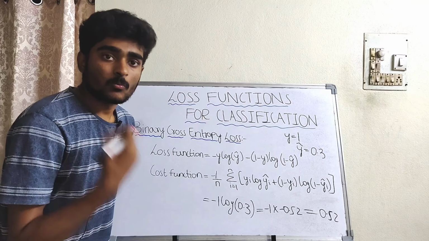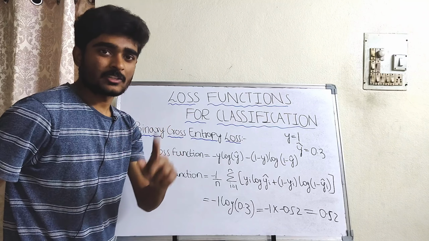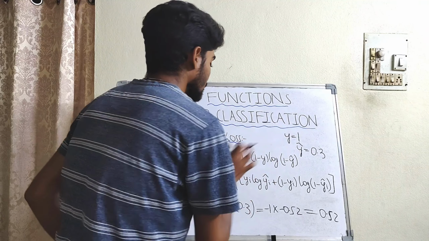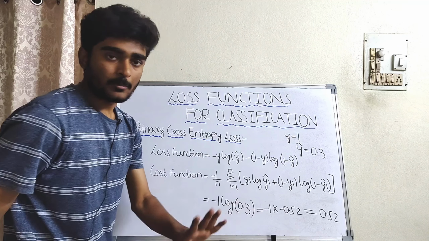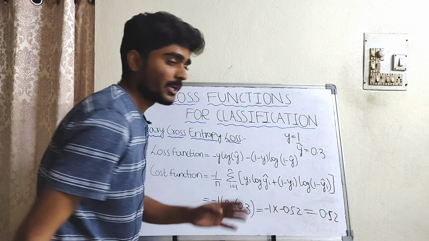Now your task is to substitute different values of y, that is either 1 or 0. When you substitute 0 here, the first term will become 0 and the second term will remain unimpacted.